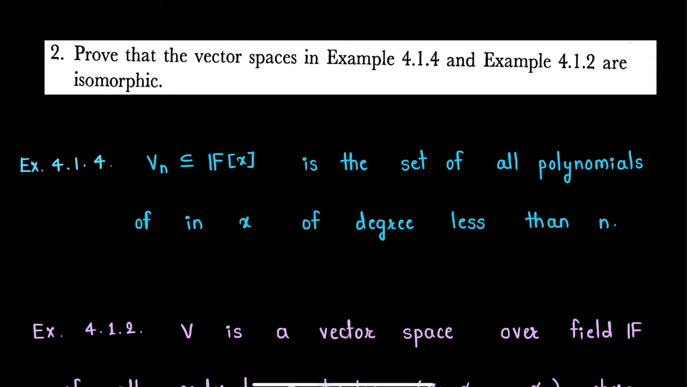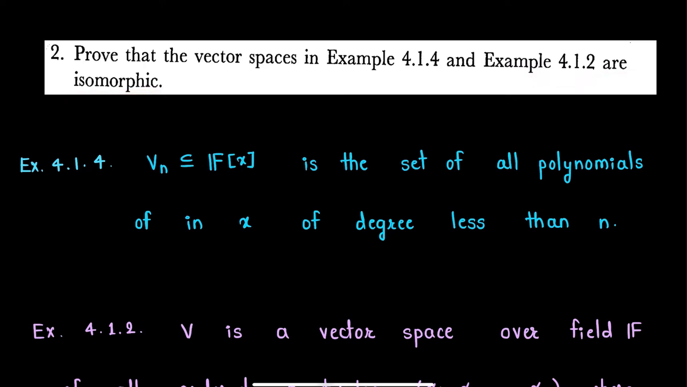Hello friends, in this video I am going to solve an exercise question from the book Topics in Algebra, from the chapter Vector Spaces and Modules. So the question is: prove that the vector spaces in example 4.1.4 and example 4.1.2 are isomorphic.